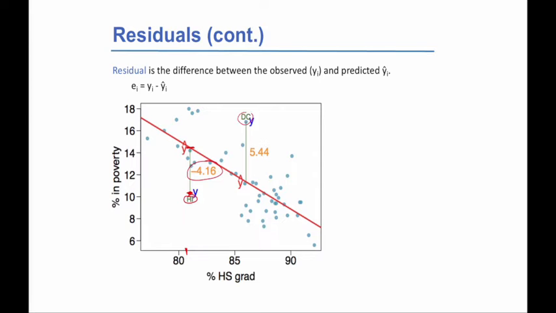Whereas DC is up here, right? For their percent high school graduation of about 86%, they are predicted to have about 12% in poverty. And actually, they've got about 17%. So they have a positive residual of 5.44.